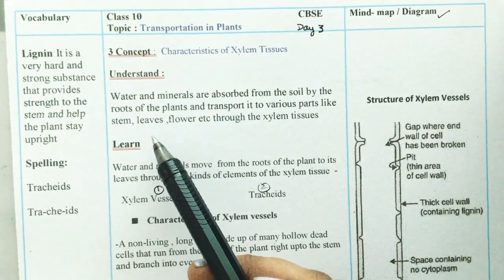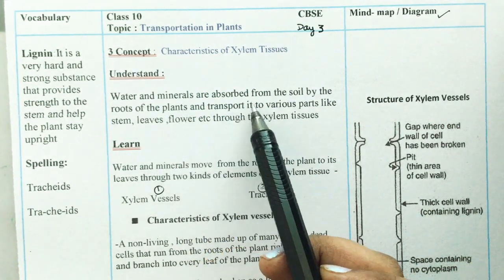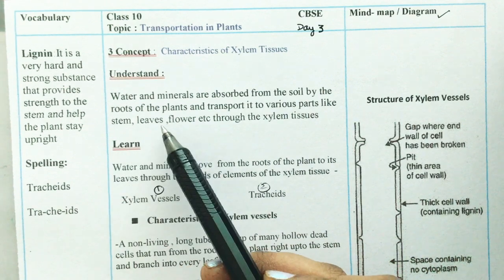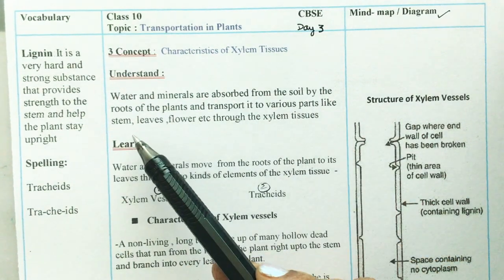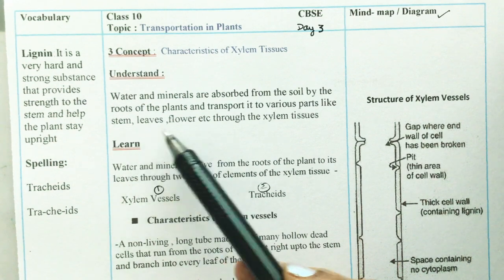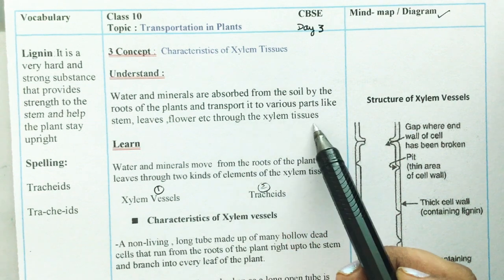After you have read the content, what you have to understand is water and minerals are absorbed from the soil by the roots of the plants and transported to various parts of the plant like the stem, leaves, flower, etc. This is done through the xylem tissues.